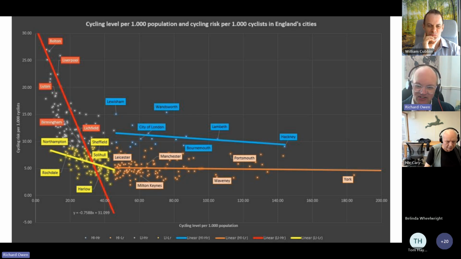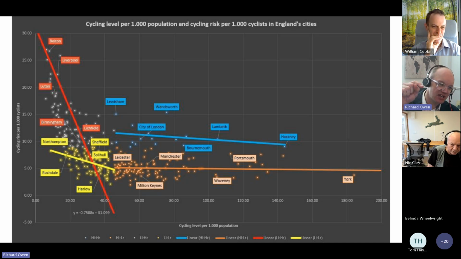The data is not clear. Yeah, well, Axel, well done. You have identified what I was trying to prove, which is good. You get a gold star for actually seeing through what I was meaning to do there. It is supposed to be showing that the more cyclists that you have, which is the x-axis, the cycling level per 1,000 population, the lower the risk goes, which is that cycling risk per 100,000 cyclists.